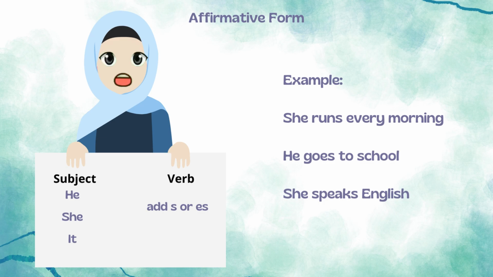If the subject of a sentence is he, she, or it, we add an s, sometimes an es, to the end of the verb. For example, she runs every morning. He goes to school. She speaks English.